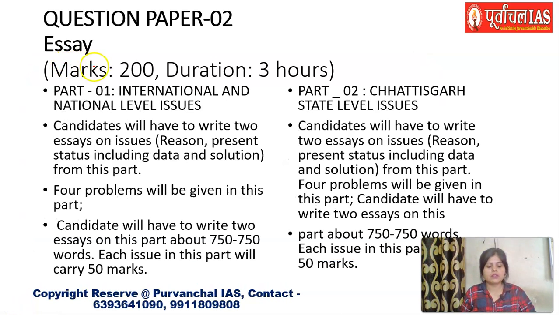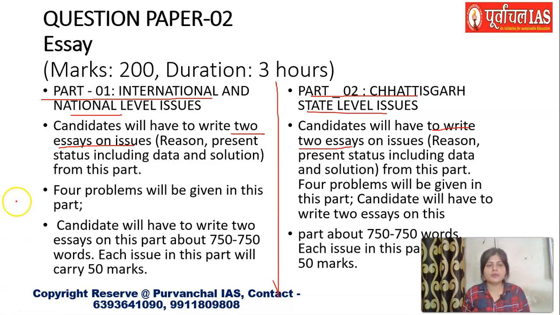Now the essay paper, which has 200 marks and a duration of 3 hours, like I told you earlier also. Please remember that this particular paper has only 2 parts. No third part is present here. You have part 1 with international and national level issues, and then part 2 with Chhattisgarh state level issues. What I'm trying to say is that you have to write 2 essays in each of these parts. You will be given 4 problems or topics, out of which you are supposed to write 2 essays in each part.